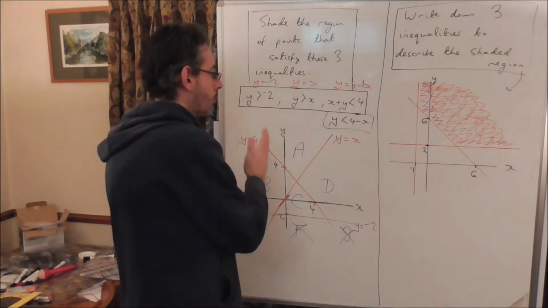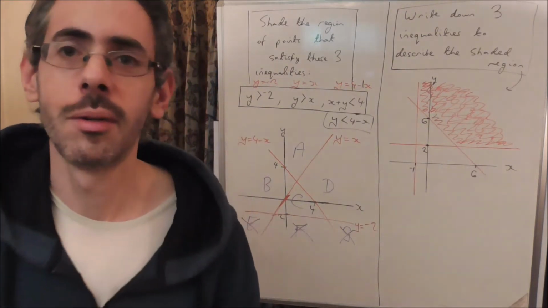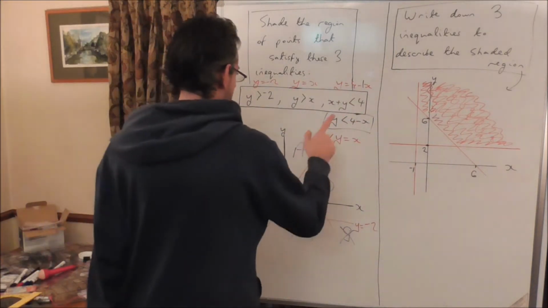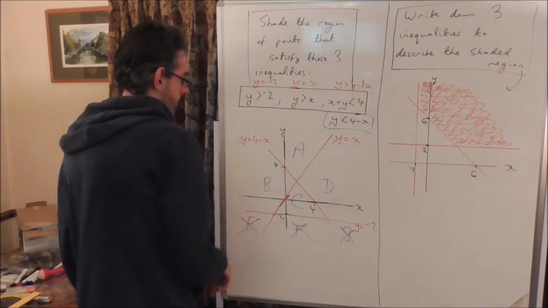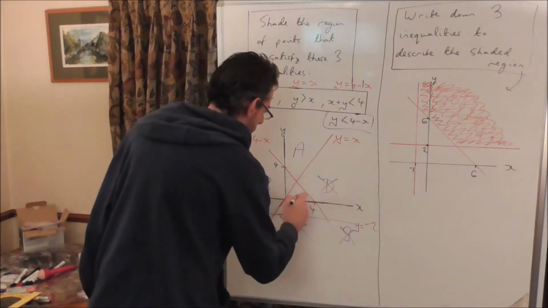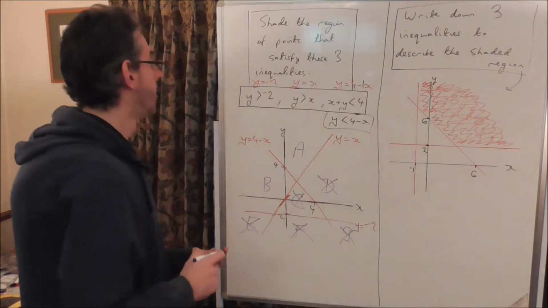Well, if we want y to be greater than x, we're going to have to go above the line. Remember, when you go up, the y values increase. So we know it's points that are above this line. So it's got to be region A or B, can't be C or D. So we can eliminate those.